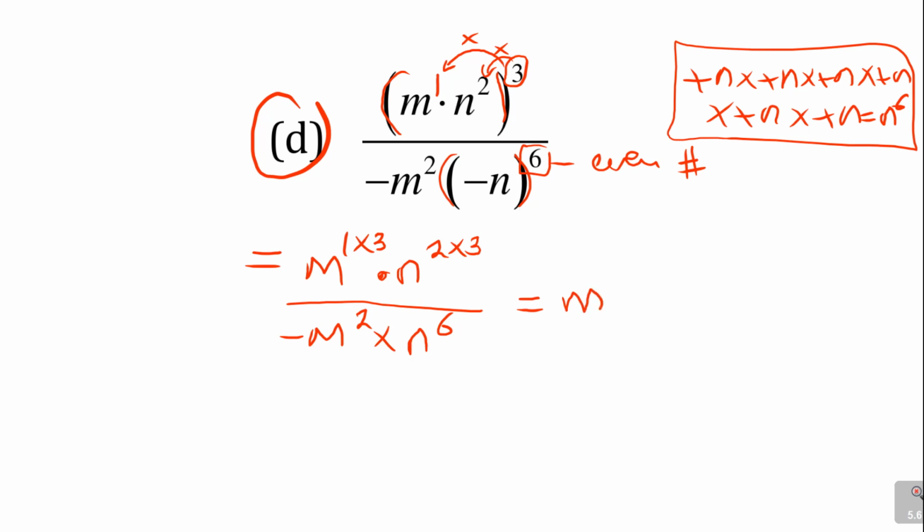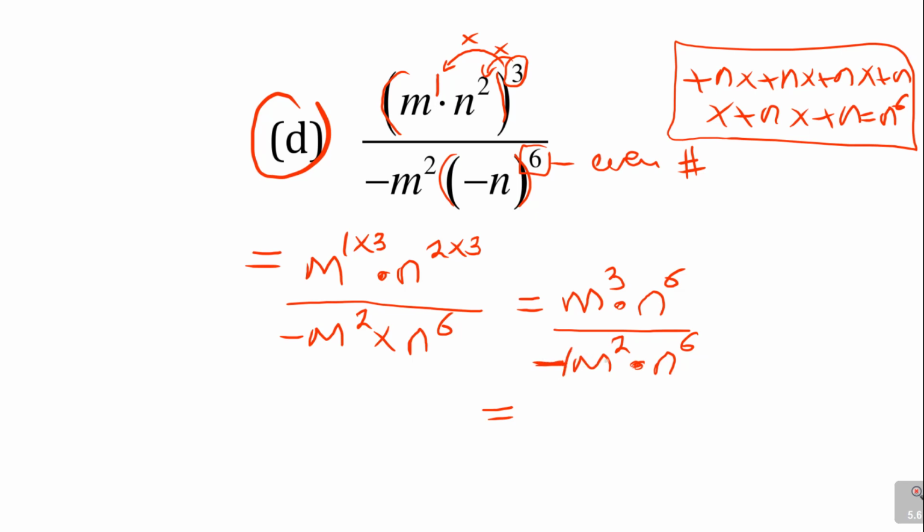We have got m to the power 1 times 3 is 3, n to the power 2 times 3 is 6, over negative n squared, n to the power of 6. What do you do? It's up to you. You can choose to cancel that. It will simply fall off. Or you can use that law of exponents which says, don't worry with this negative, it mustn't confuse you.